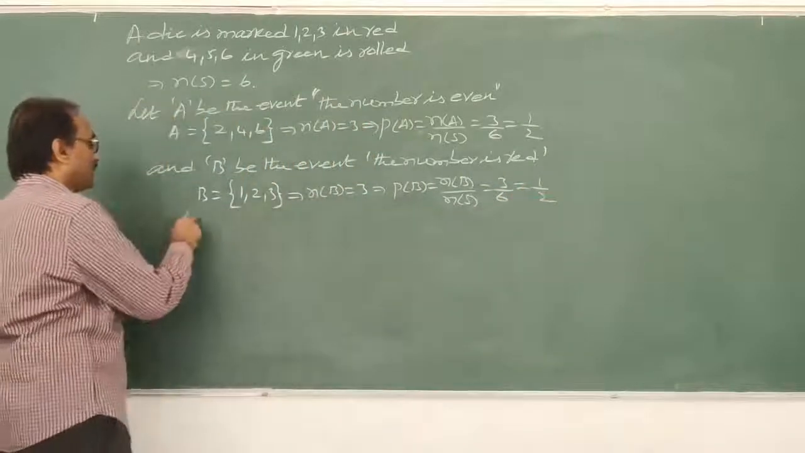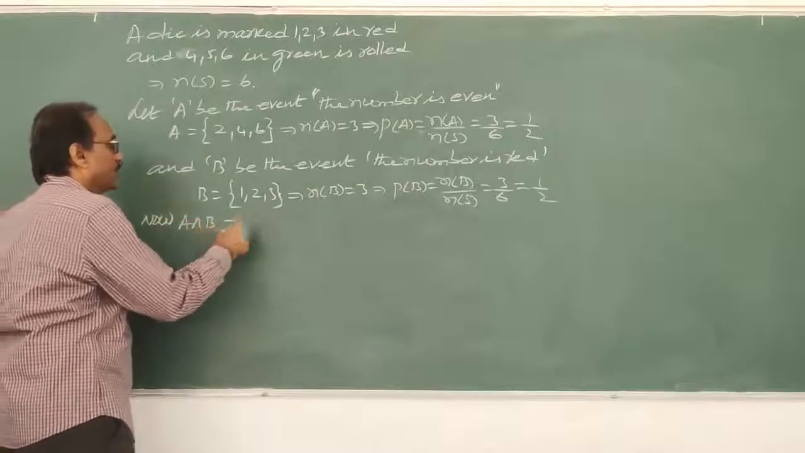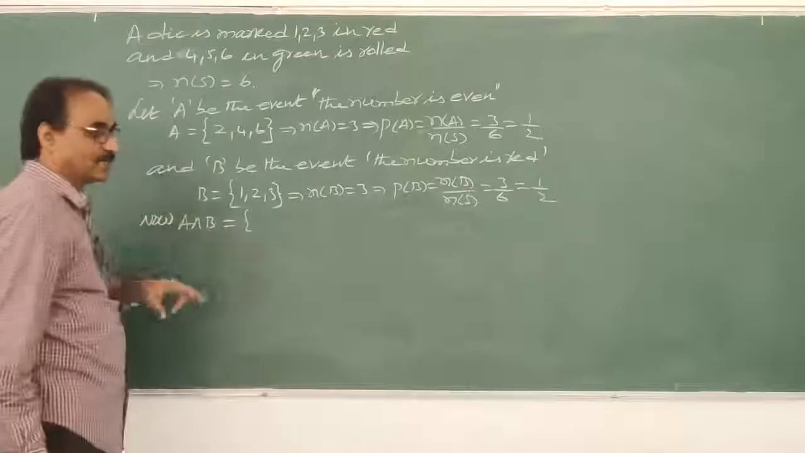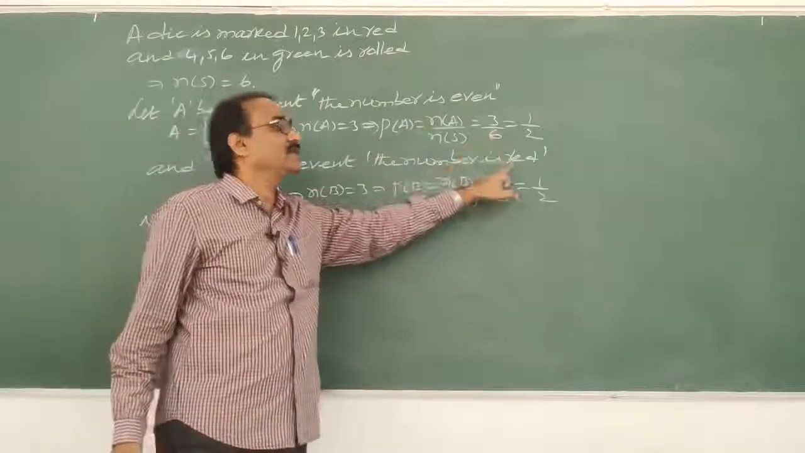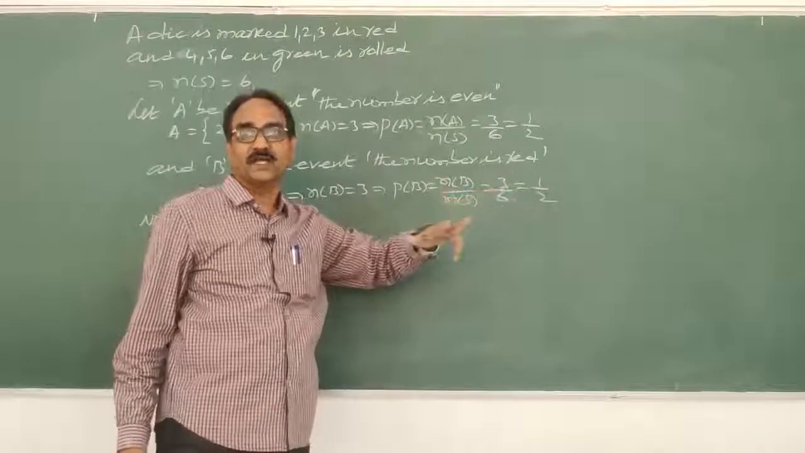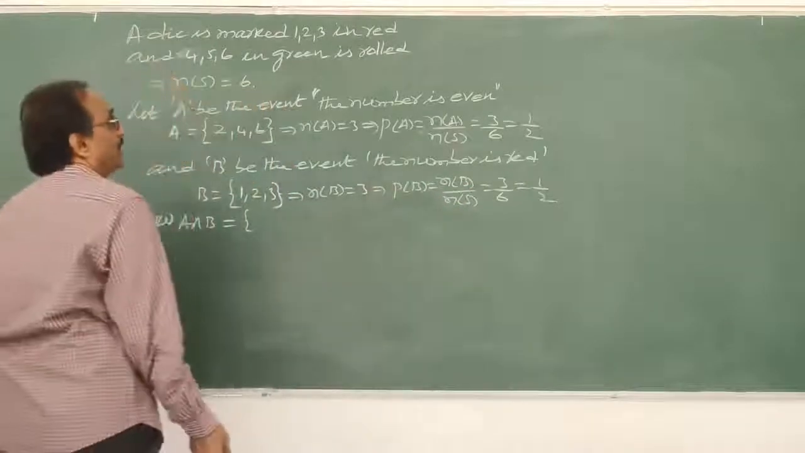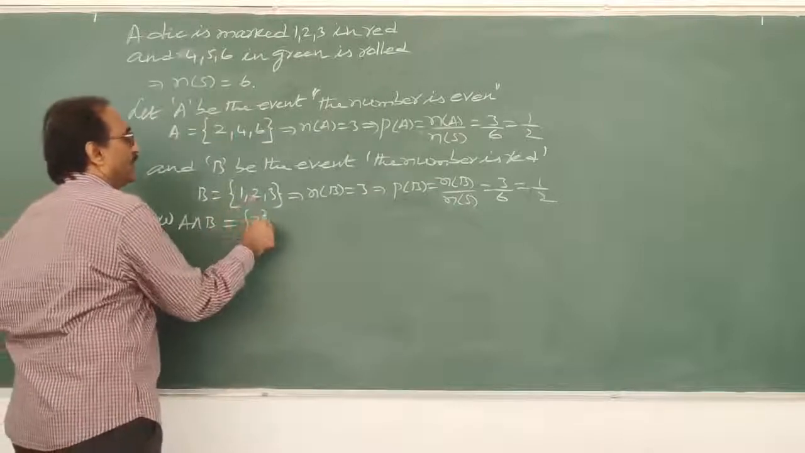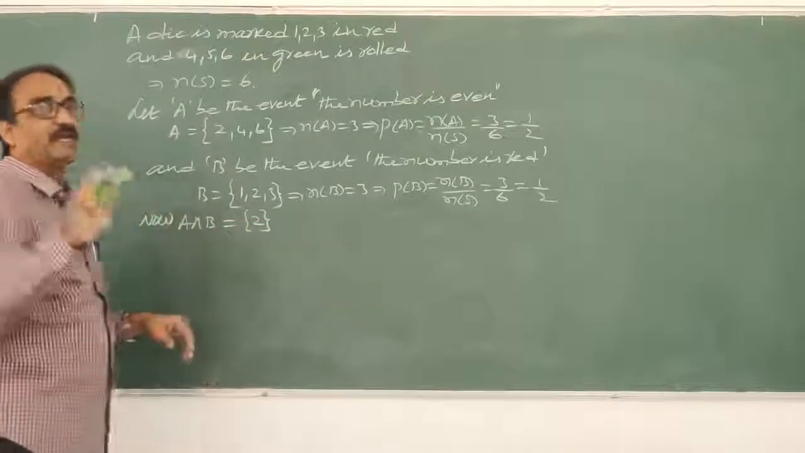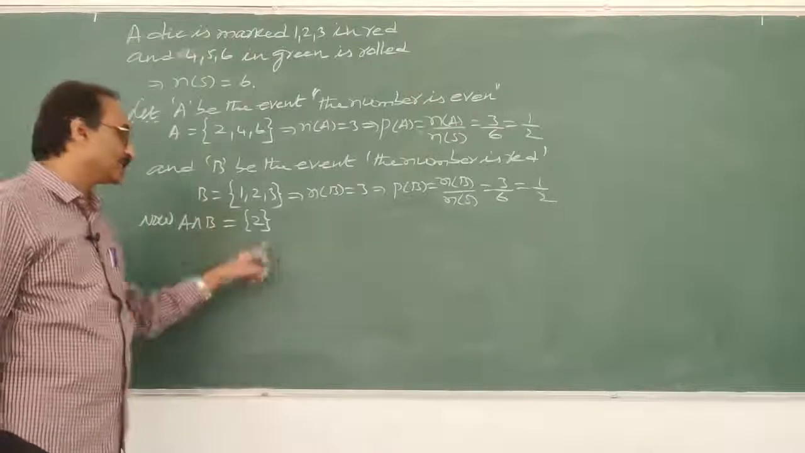Now A intersection B. My dear students, what is A intersection B? It is a red even number. A is even, B is red. So what is the intersection? Common. Common means what? Red even number. Red numbers are 1, 2, 3. In this, even number only 2 is there. So only 2 is a red even number. Red color must be there, even number must be there. So that is only 2.